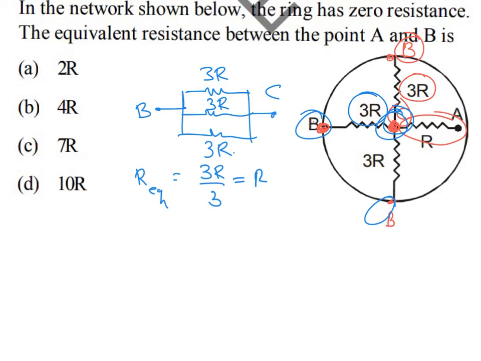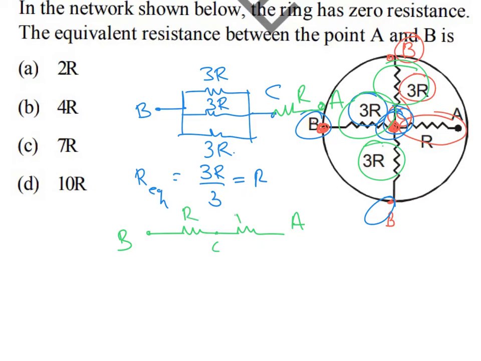So now this R equivalent of these three resistors is R here. Now this is connected in series with R, right, with A. So between A and B, it will be like this: this is point A, this is point B, and this is point C, and this is R and R. Therefore the equivalent resistance between A and B is 2R. So option A is the right answer for this question.